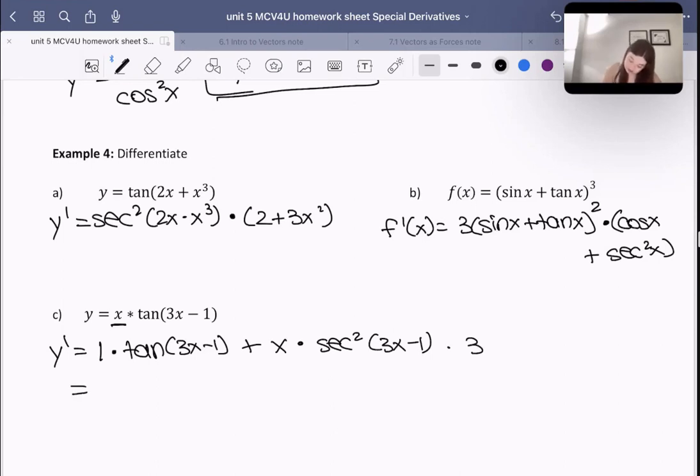So if I just make that a little bit neater, it's going to be tan 3x minus 1 plus 3x secant squared of 3x minus 1. I just wanted to neaten up our coefficients a little bit, make them look a little bit better. But there we go. There we have it.